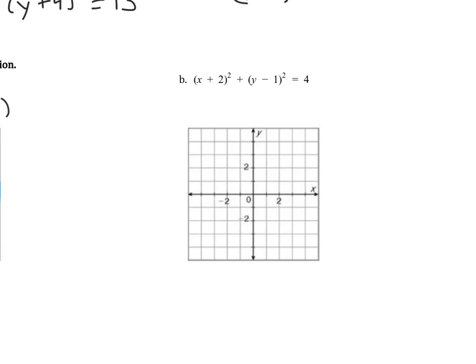Okay, let's look at example B together. So here, let's start by finding our center. Since I see a plus 2, we know that our h value is negative 2. Here I see a negative 1, so we know that our k value is positive 1. So that's where our center is, and I'm going to start there. And then I see from our formula that r squared is 4, which means r is 2.